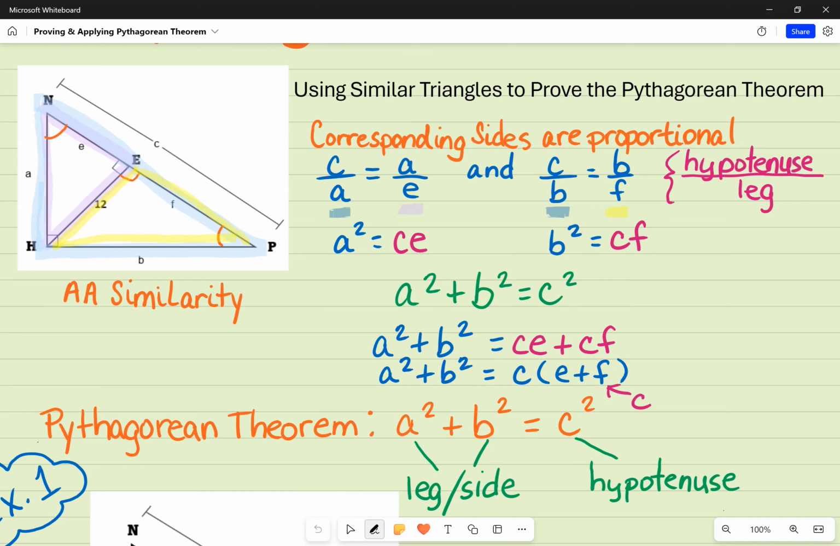And if I recall, segment addition postulate says, I'm looking over at the figure now, so segment e plus that segment f is going to give me the entire segment c. So that's segment addition postulate, which means that I can now replace the c times the quantity of e plus f with c times c, which is really c squared. So I have now proven my Pythagorean theorem.